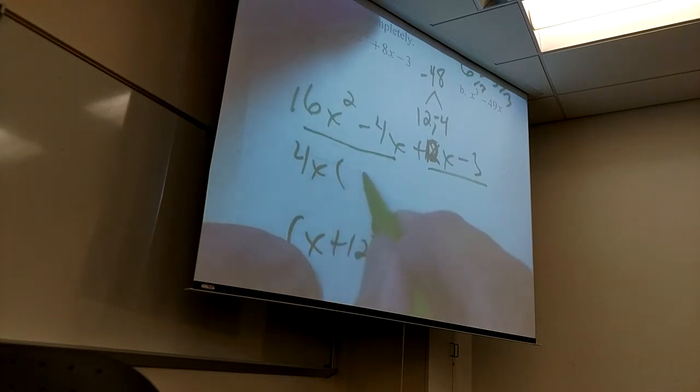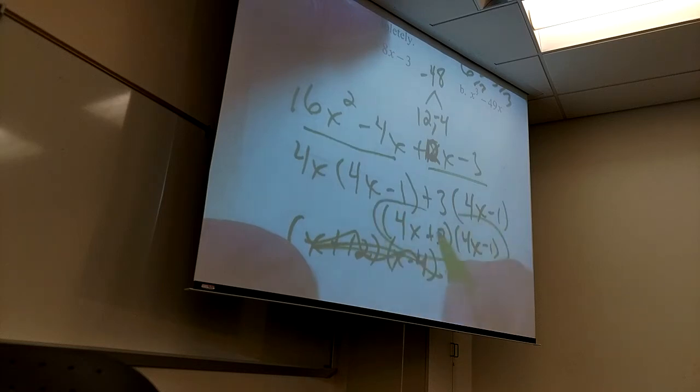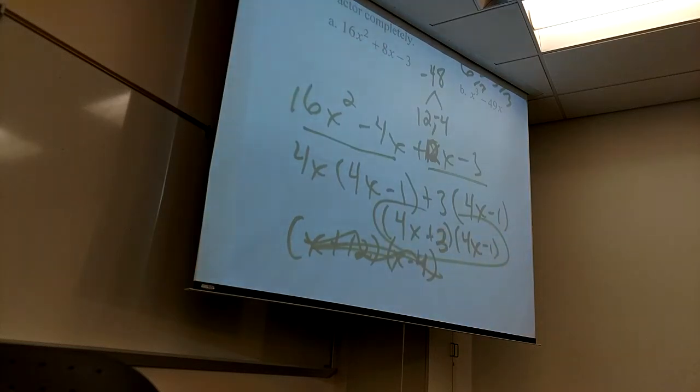What would be left? 4x minus 1. I like it. Good. So plus 3. So I get a 4x minus 1 again. 4x minus 1. Or the other way around, of course. When you multiply things, it doesn't matter what order they're in. 8 times 6 is 6 times 8. So you could have that in the other order if you wanted to.